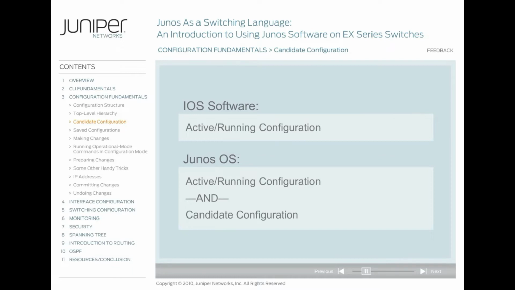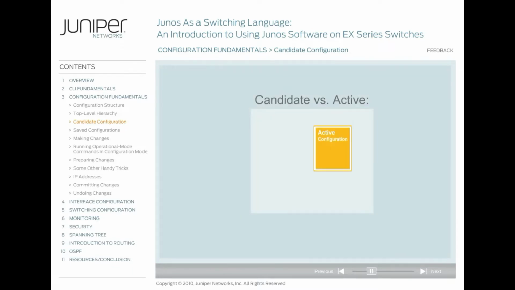Plus, in iOS, you have no way to review your changes until you exit configuration mode and show the running configuration. Like iOS, Junos also has an active configuration, but Junos also features a candidate configuration. In configuration mode, you make changes to the candidate configuration, which starts as a copy of the active configuration. Once you have made your changes, you commit them, and they become part of the active configuration. This design feature allows you to make multiple changes to the candidate configuration and review them prior to committing them.